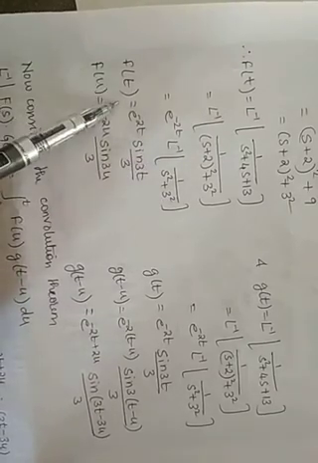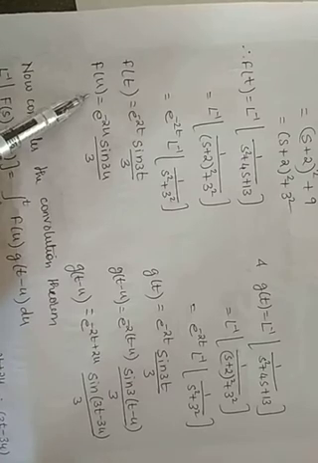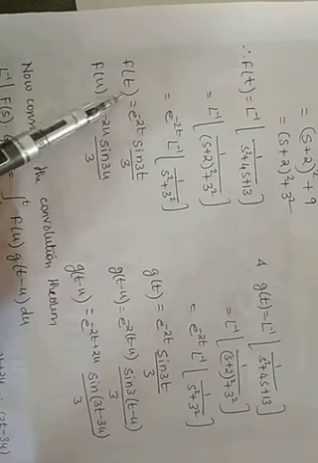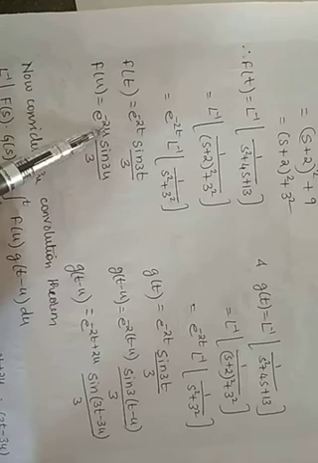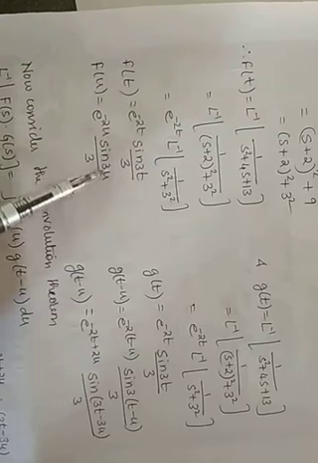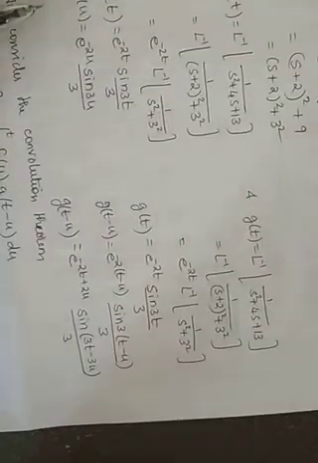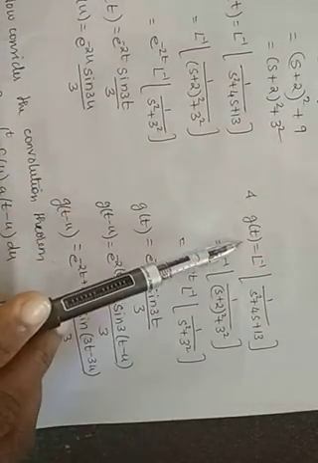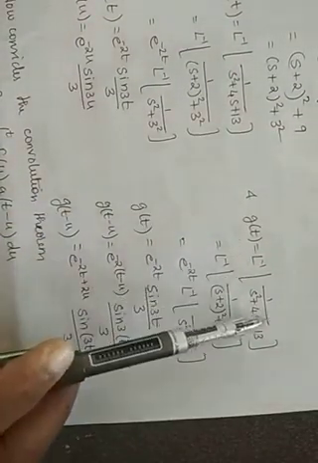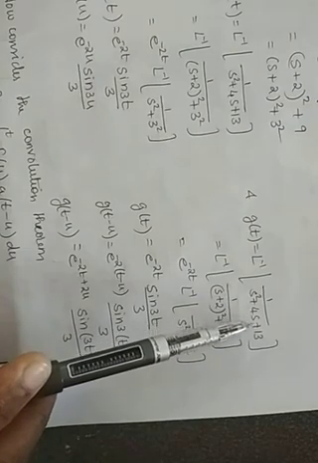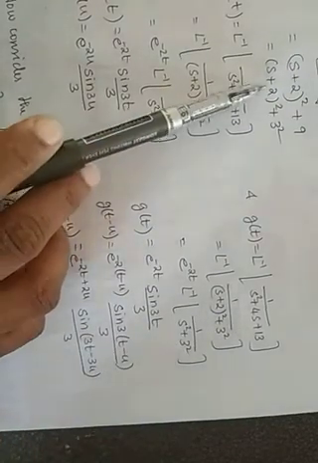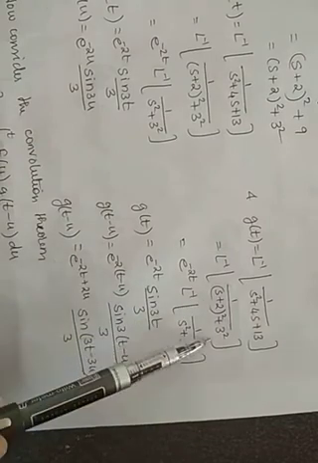Hence, once you get f of t, find what is f of u. Just replace t by u. So it is e raised to minus 2u into sin of 3u upon 3. This is about f of u. Similarly, we will go for g of t. G of t is L inverse of 1 upon s square plus 4s plus 13. The same term is there, so substitute this only over here.